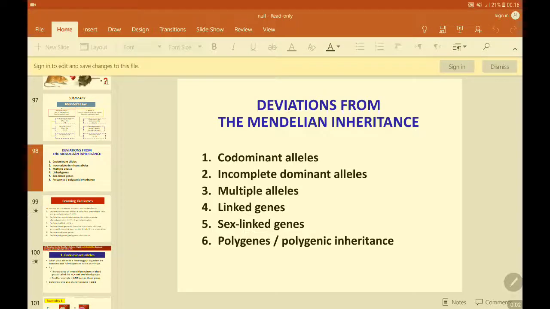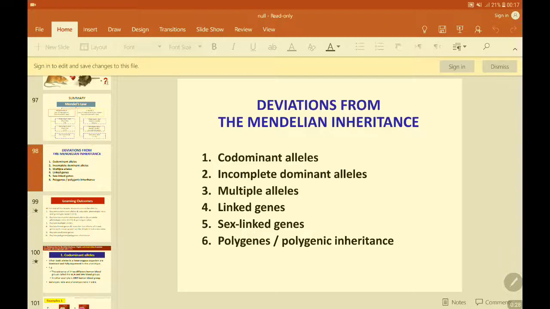Okay, so this is about the deviations from Mendelian inheritance. We have 6 deviations from Mendelian inheritance: codominant alleles, incomplete dominant alleles, multiple alleles, linked genes, sex-linked genes, and polygenes. In this video I'm going to focus on linked genes first.